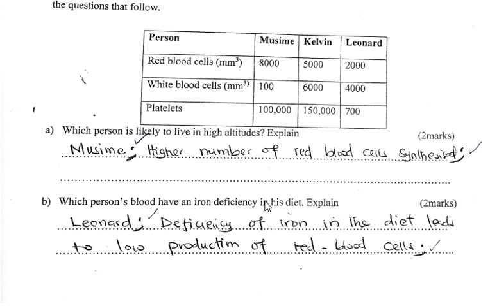Then, which person's blood has an iron deficiency in his diet? Explain. That is Leonard, because Leonard has the least number of red blood cells, and iron is important in the diet for increasing the production of red blood cells. And because the person has the least number of red blood cells, it means he or she has a deficiency of iron in the diet.